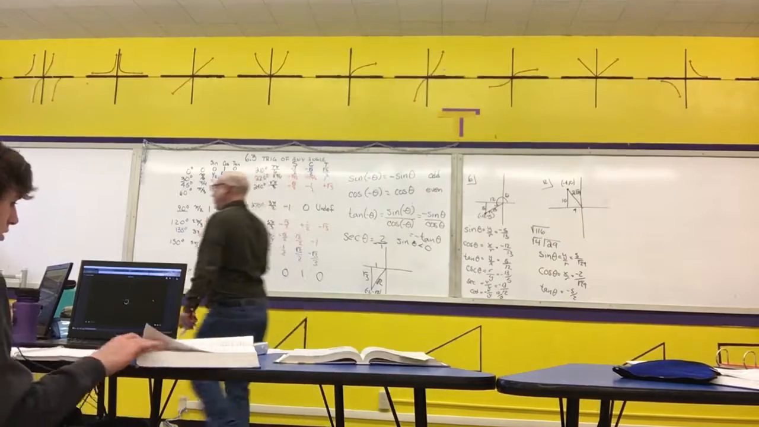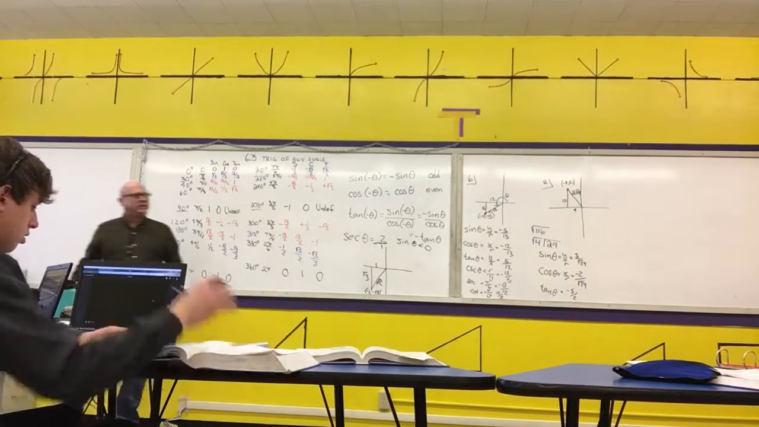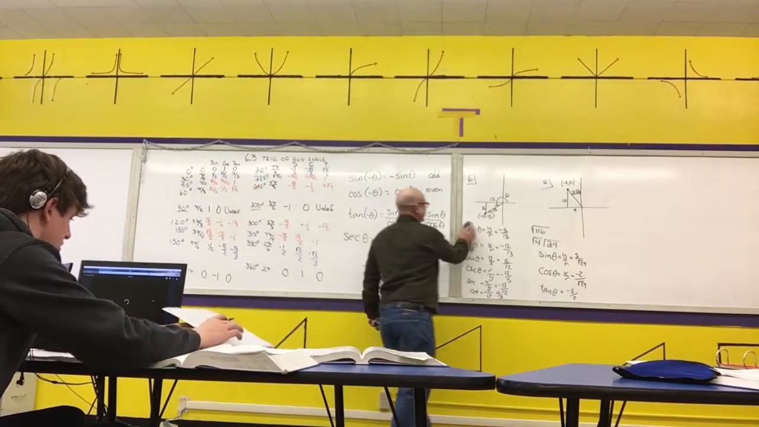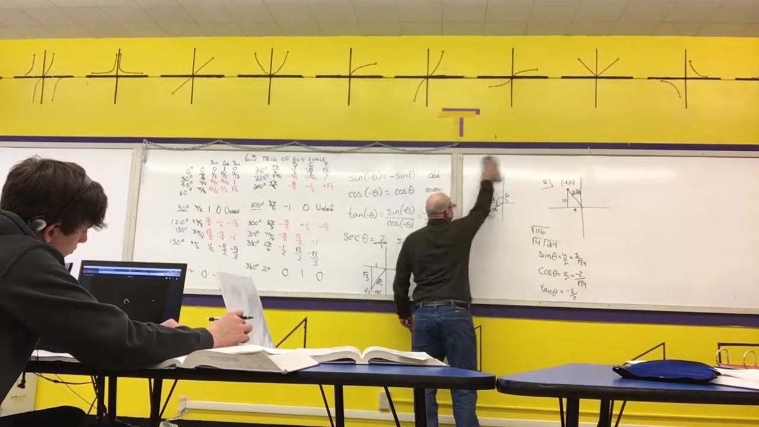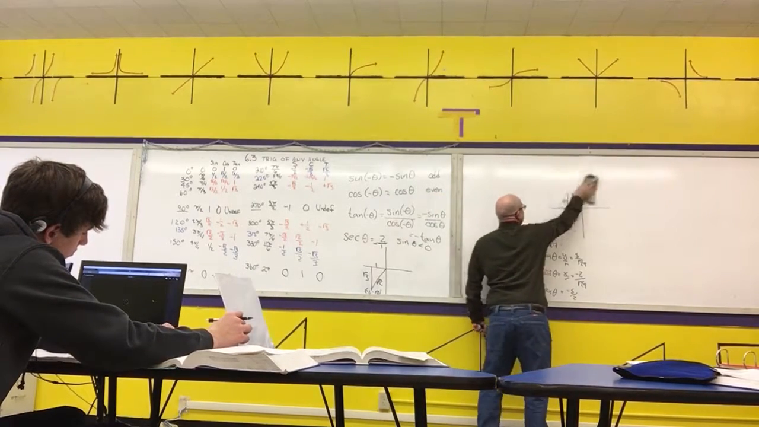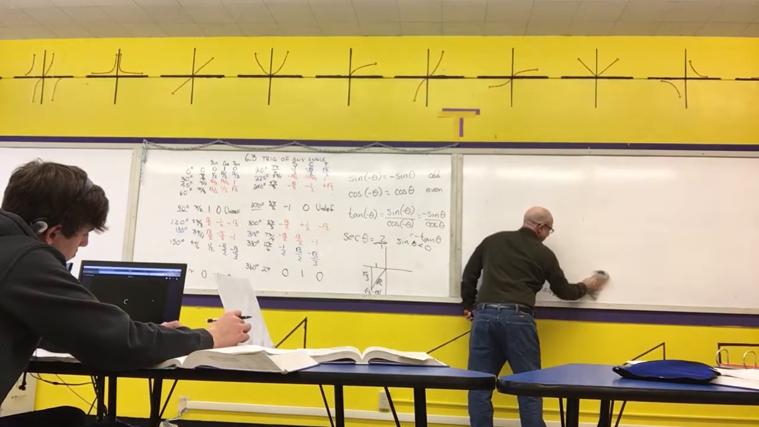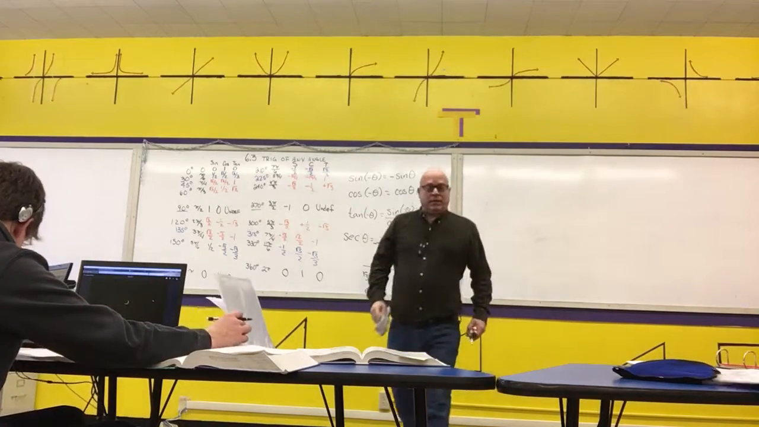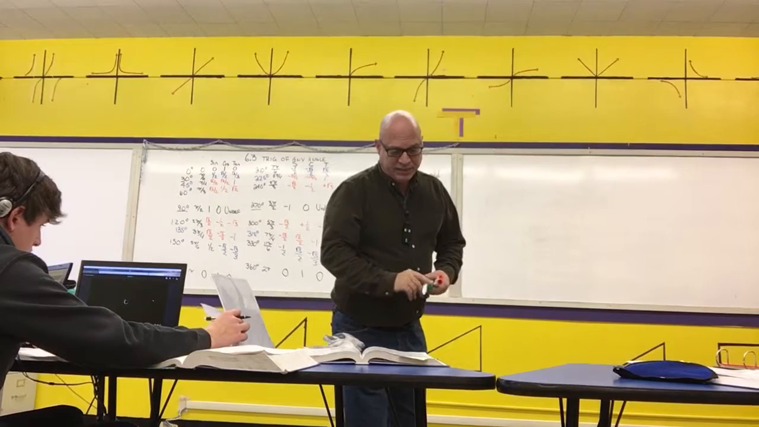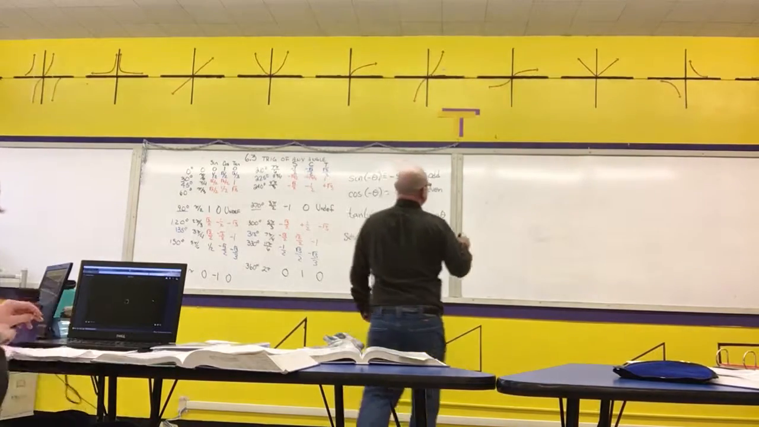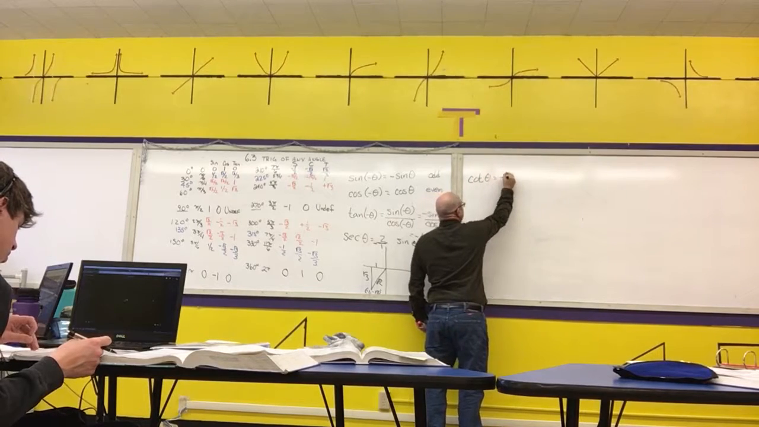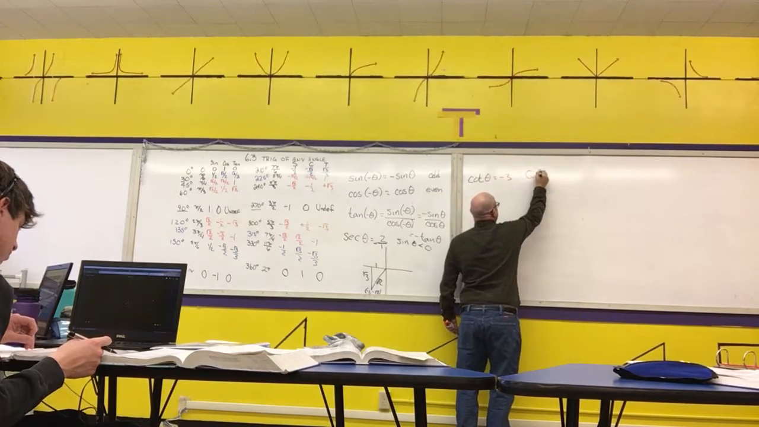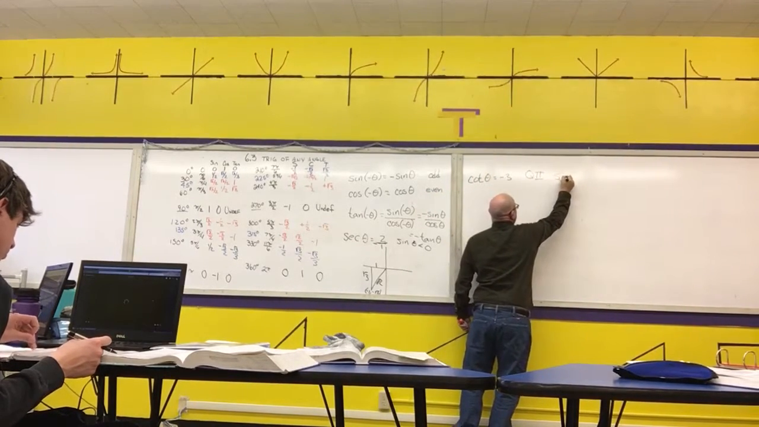So I'm going to write something on the board. 66 is kind of like what I just did here. 66 says the cotangent is -3. It tells me I'm in quadrant 2. And they just want to know the sine of theta.